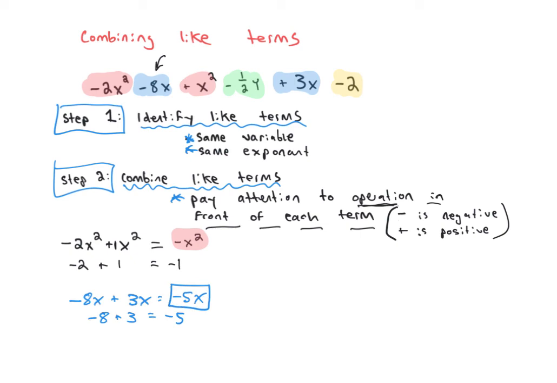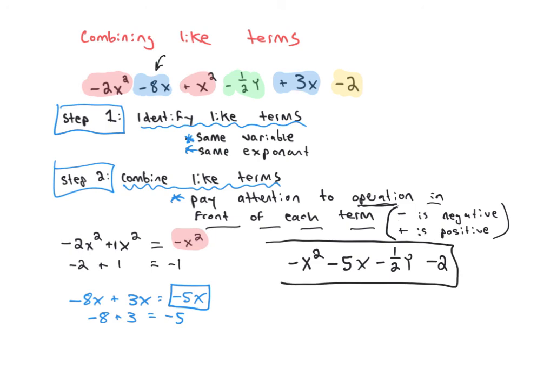And now since I only have one y term, there's nothing I can combine with it. And there's nothing I can combine with my constant. So I'm actually done with the combining part. All I have to do is rewrite this. I'm going to rewrite it: negative x squared minus 5x minus 1/2 y minus 2. There's nothing else we can combine. We are done.